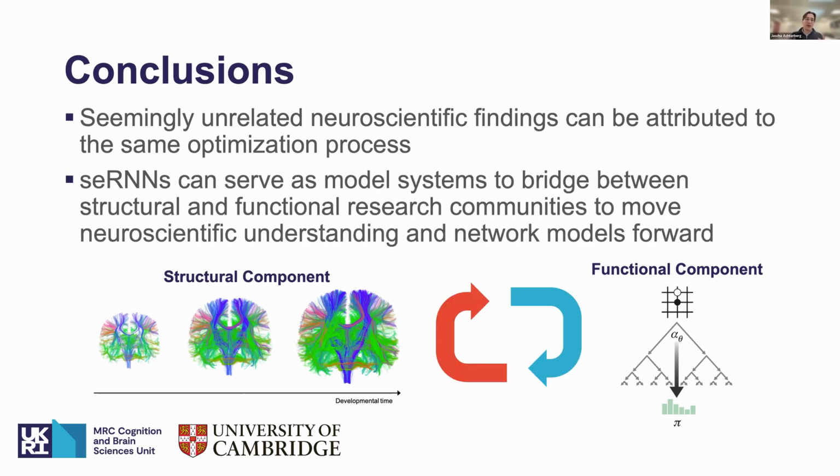And lastly, we think that seRNNs are a really cool setup to bridge between structural and functional communities. One is obviously in modeling, but we also think this can be a really cool modeling system to bring in more empirical research and link to it. And ultimately, we hope that this will give us an understanding of what a good network setup is, and what allows us to train efficient neural networks.